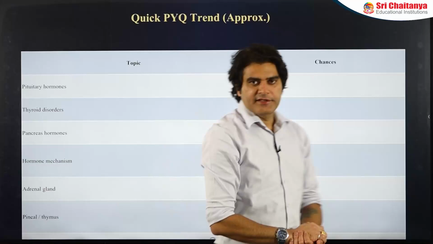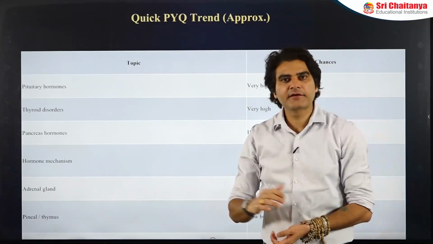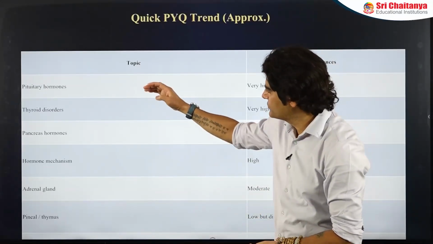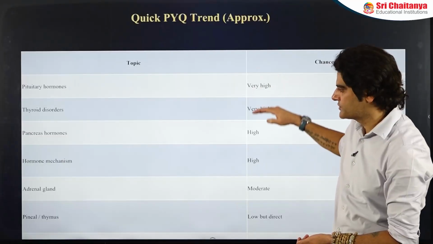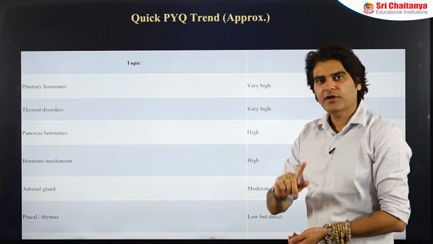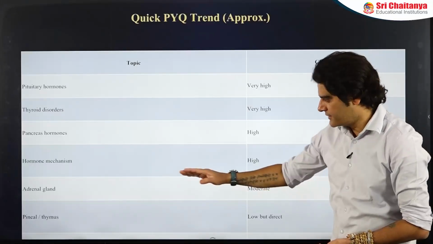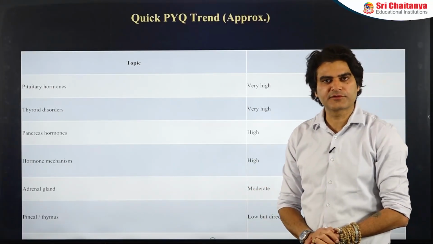Another table that we can refer to will give us an idea about the trend of topics from where PYQs have come. So pituitary hormones, thyroid hormones, pancreas hormones, the possibility of questions coming from these is very high. Also high possibility of questions coming from hormone mechanism. Adrenal gland, pineal and thymus, moderate to low probability of questions in NEET.